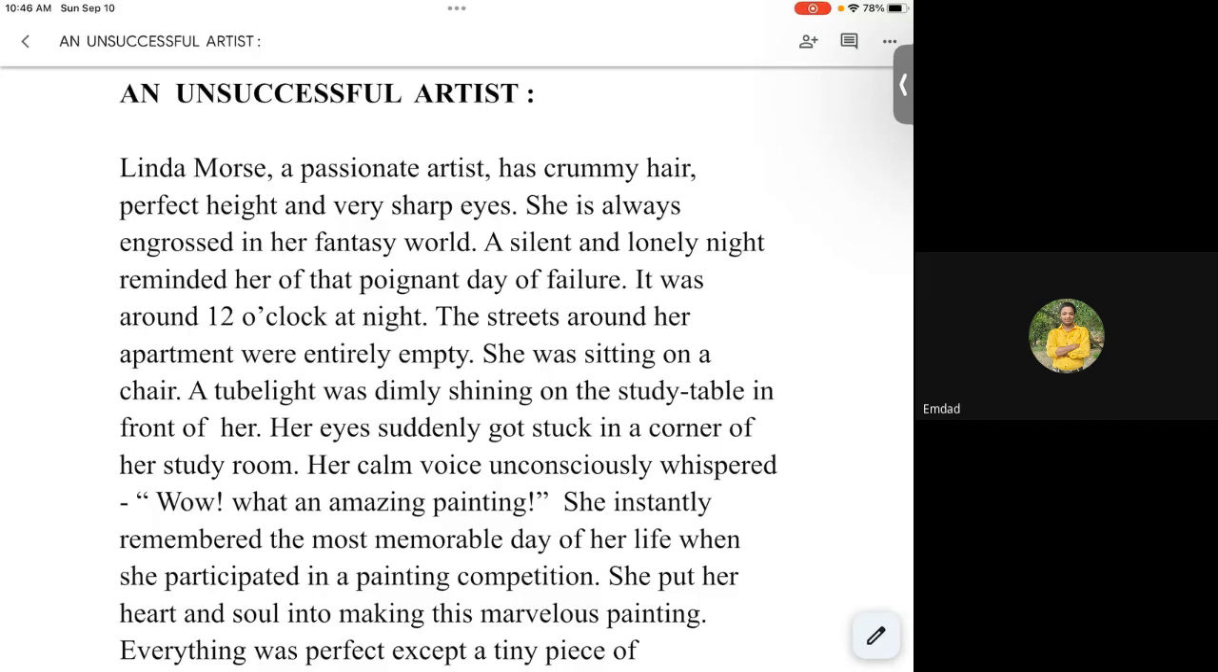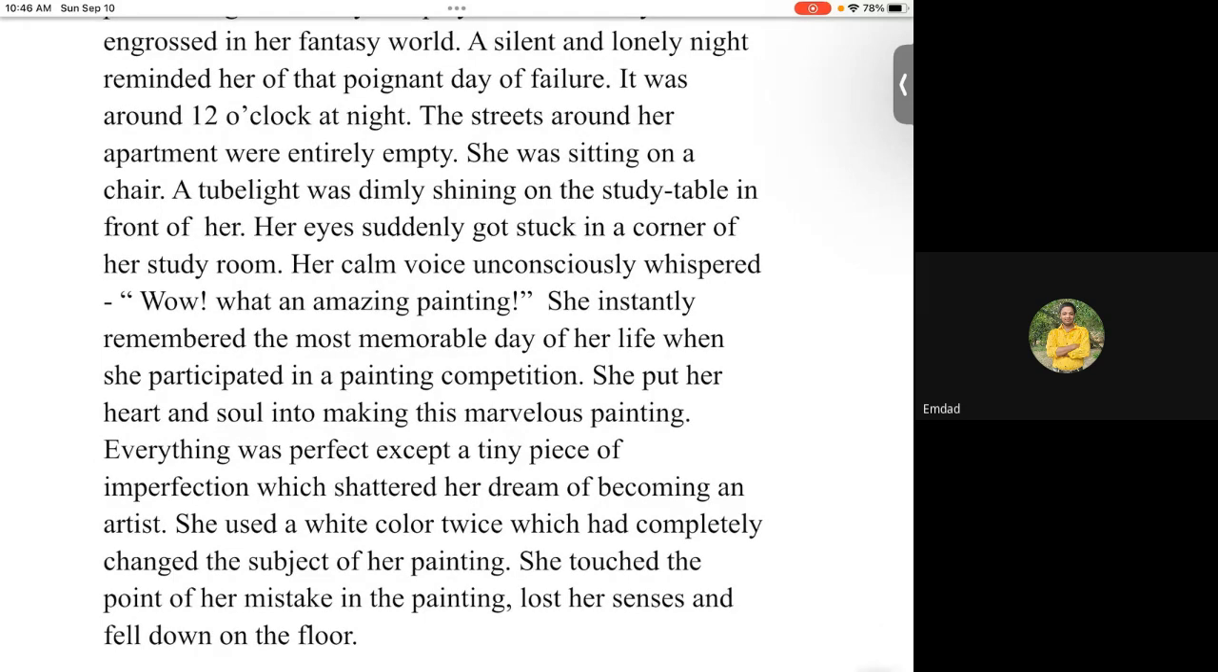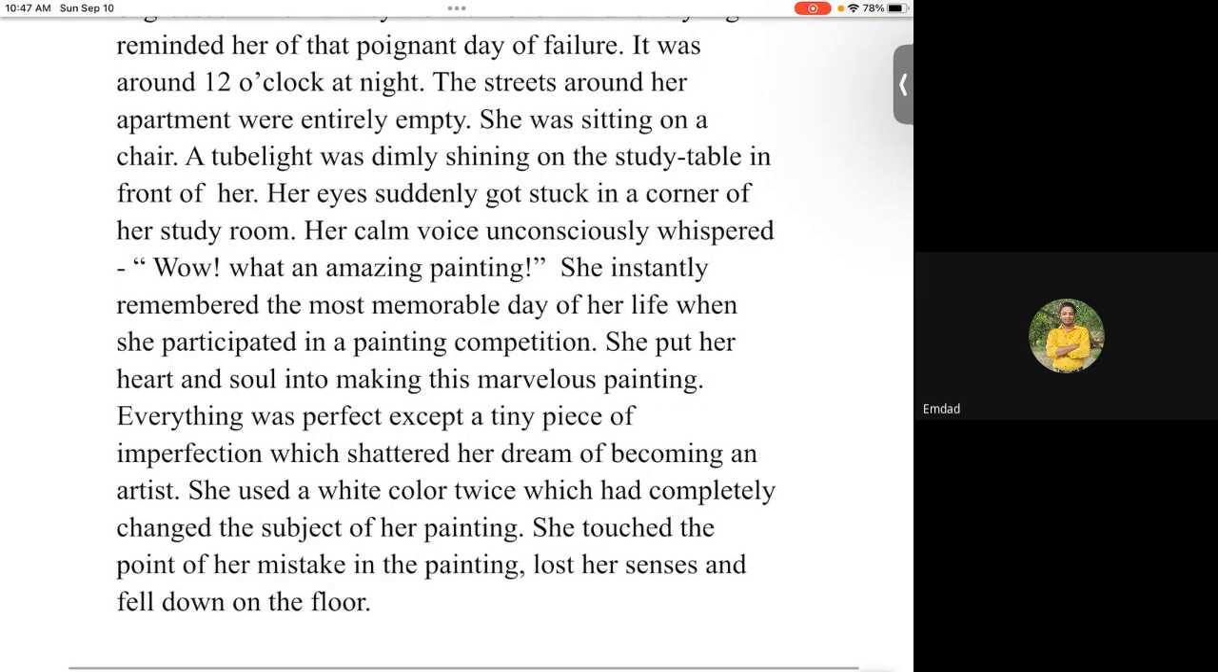Her calm voice unconsciously whispered, "Wow, wow, what an amazing painting." She instantly remembered the most memorable day of her life when she participated in a painting competition. She put her heart and soul into making this marvelous painting. Everything was perfect except a teeny piece of imperfection which shattered her dream of becoming an artist. She used a white color twice which had completely changed the subject of her painting. She touched the point of her mistake in her painting, lost her senses, and fell down on the floor.